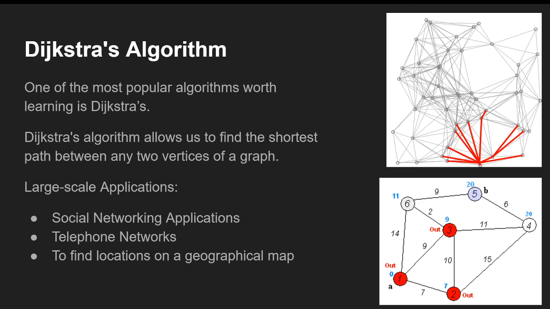So this is basically wrapping up what Dijkstra's is. If you take grade 11 and grade 12 CS, Chapman talks about it a bit. I don't know about grade 12, but in grade 10 he just introduced it to us, and it was kind of cool. There are a lot of large scale applications of Dijkstra's, like social networking applications, telephone networks, and finding locations on a geographical map. Like Google Maps, it uses Dijkstra's to find the shortest path from one place to another.